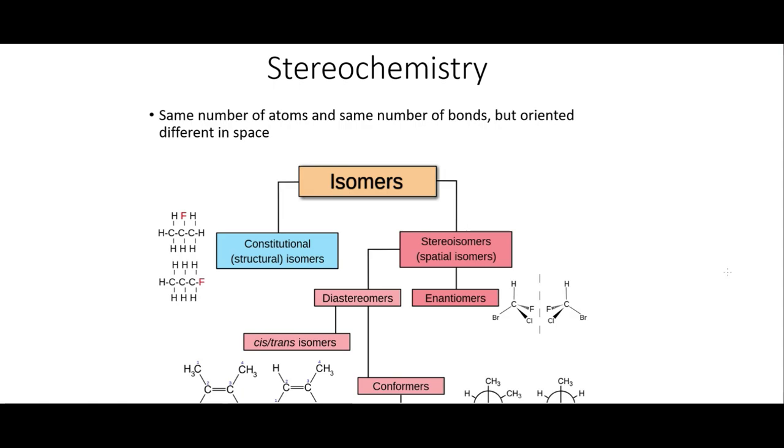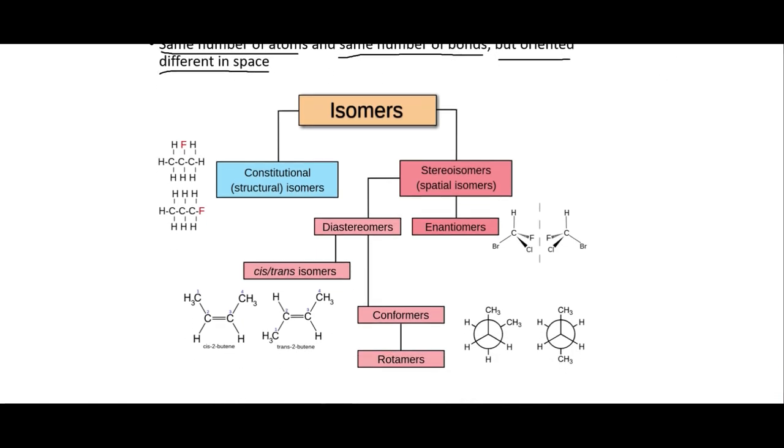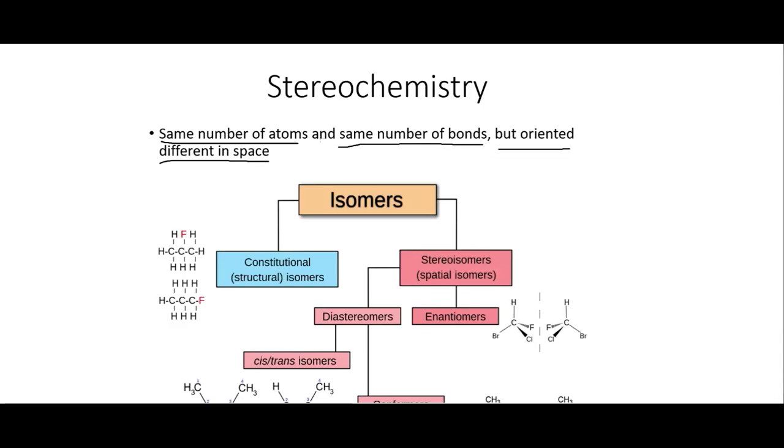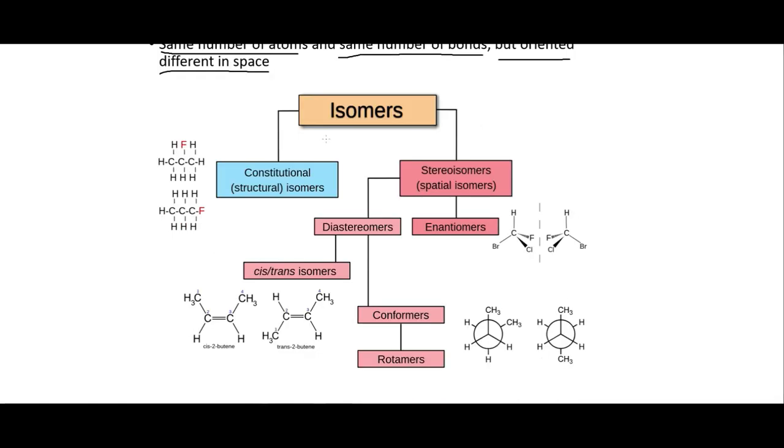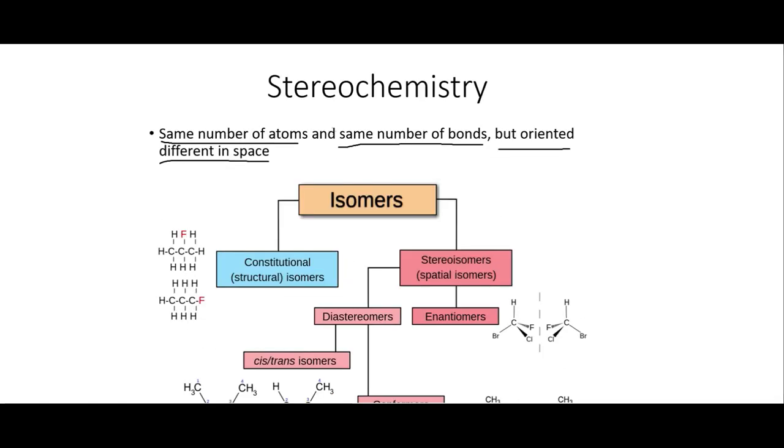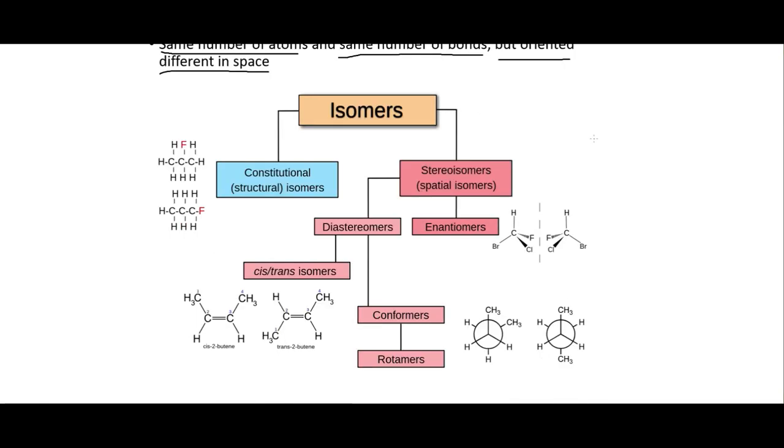So now we will get to the stereochemistry. And so the definition of stereochemistry is that we have molecules that have the same number of atoms and the same number of bonds, but they are oriented differently in space. And so I showed this in an earlier video, this figure here. So when we're talking about stereochemistry, we're talking about isomers. And so isomers are things that satisfy this definition. They have the same number of atoms, the same number of bonds, but they are oriented differently in space.